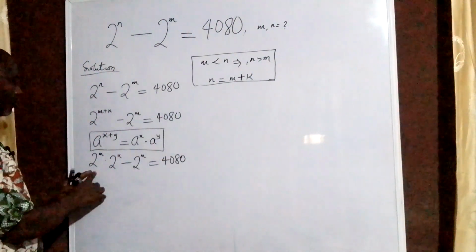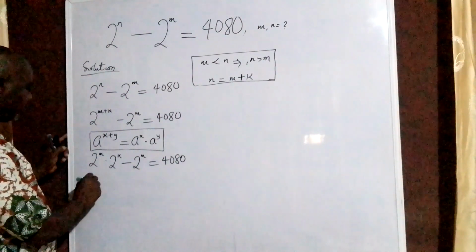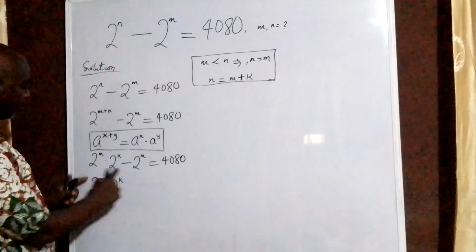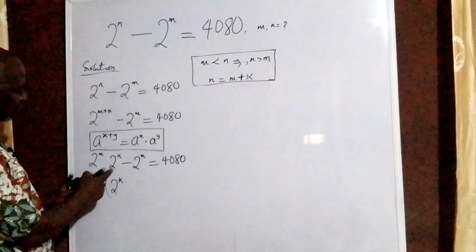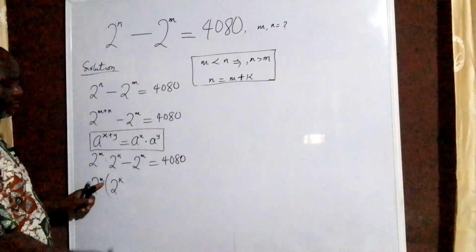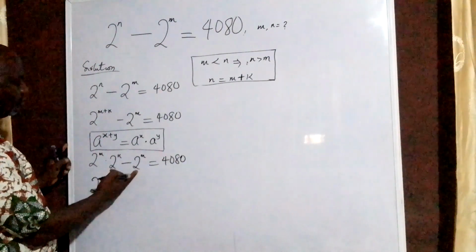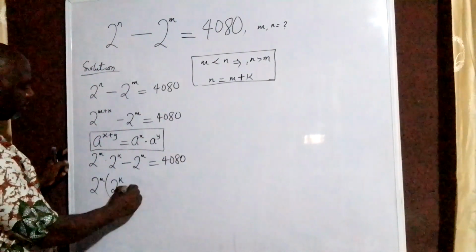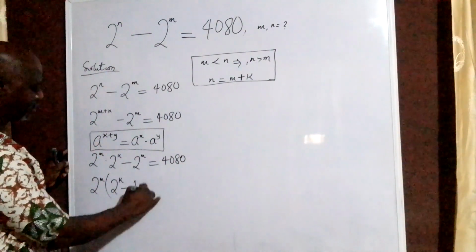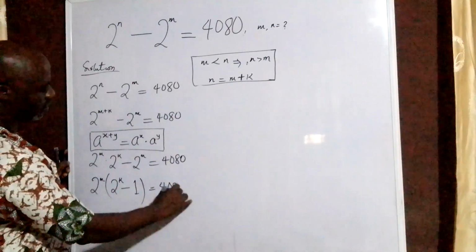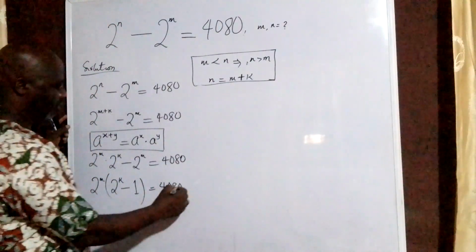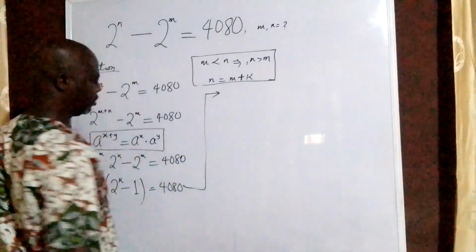Now, since 2 to the power of n is common, we're going to say 2 to the power of n, open bracket, 2 to the power of k, which is the result of dividing 2 to the power of n times 2 to the power of k by 2 to the power of n. Then if I divide 2 to the power of n by 2 to the power of n, I'm going to get minus 1. Minus 1 here equal to 4080. So from here now I can just move over my solution to this end.